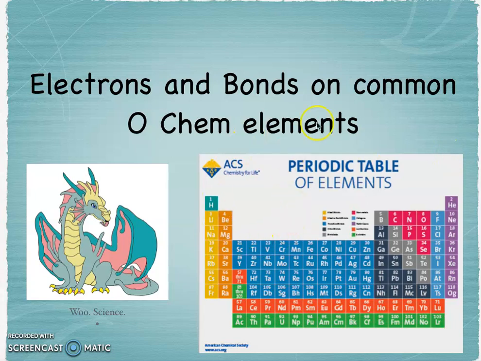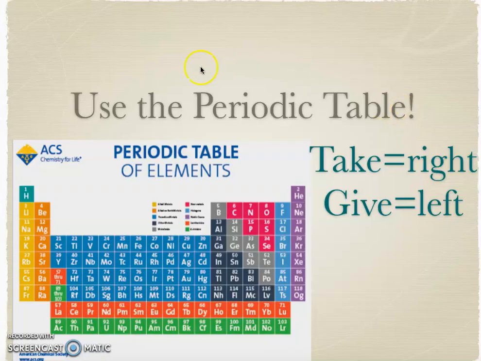What we're going to be doing is going back to the basics and just reviewing how many bonds and how many lone pairs or electrons a lot of these common elements in organic chemistry are going to have. So we're just going to be focusing on the main ones like hydrogen, carbon, nitrogen, and so on. When you're trying to determine how many bonds or how many lone pairs one of these elements is going to have, you can use the periodic table and try to read it almost like a left to right book.